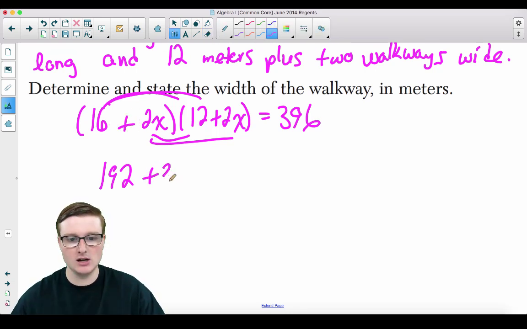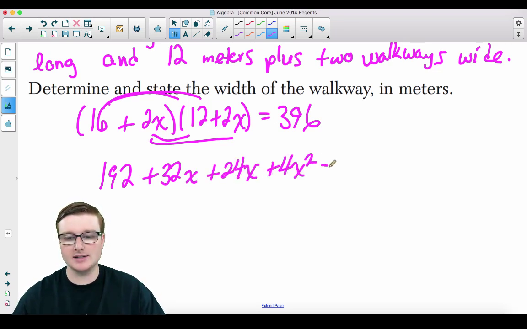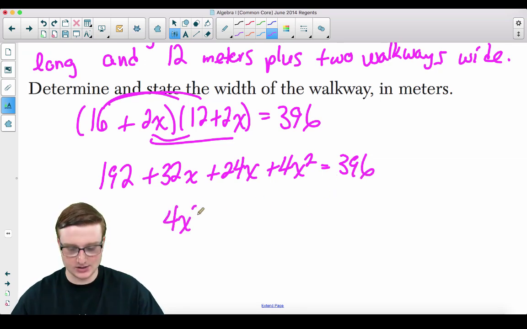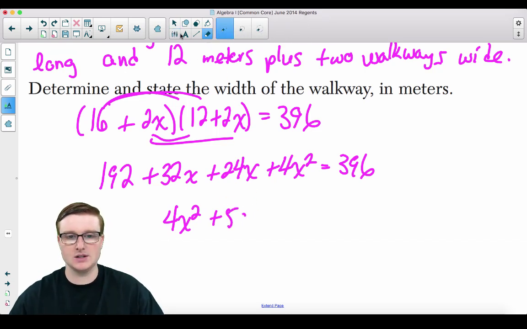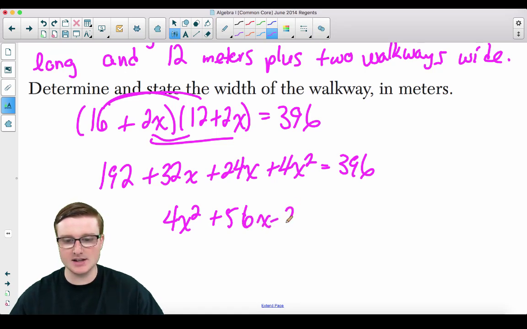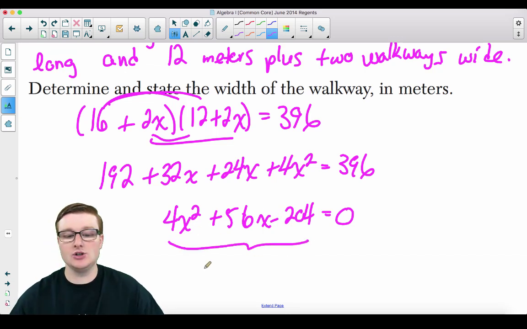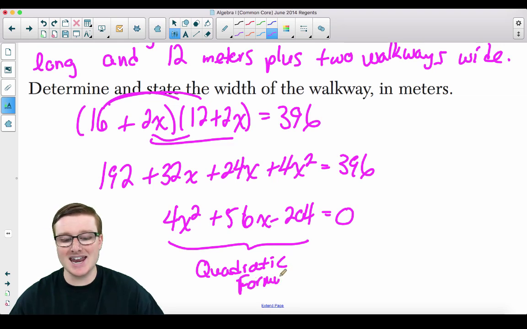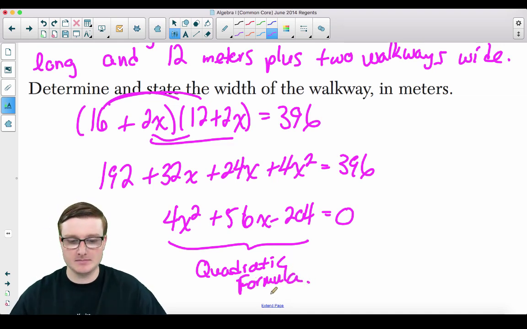So you have 192 plus 32x plus 24x plus 4x squared is equal to 396. If you move the 396 over, you get 4x squared plus 56x minus 204 is equal to 0. Now from here, you could use the quadratic formula. The reason why we could use the quadratic formula is we cannot factor this. Actually, can we do it? I mean, we probably could take out a GCF, but I like the quadratic formula anyway.